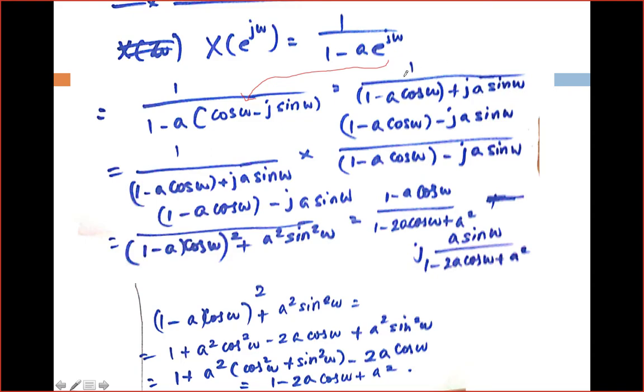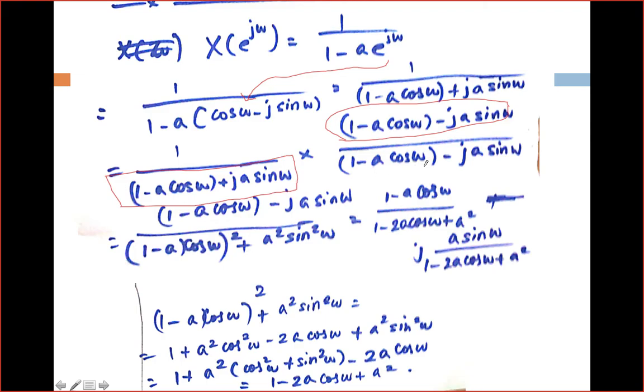Now we have a complex number in the denominator, but I require only the real part and imaginary part. In order to separate them, the general procedure is to multiply and divide this equation by the complex conjugate of the denominator. So I am taking the complex conjugate of the denominator, I will get 1 minus a into cos omega minus j a sin omega. I am multiplying and dividing.